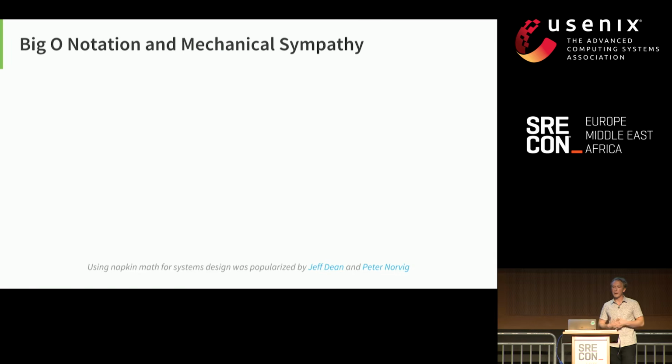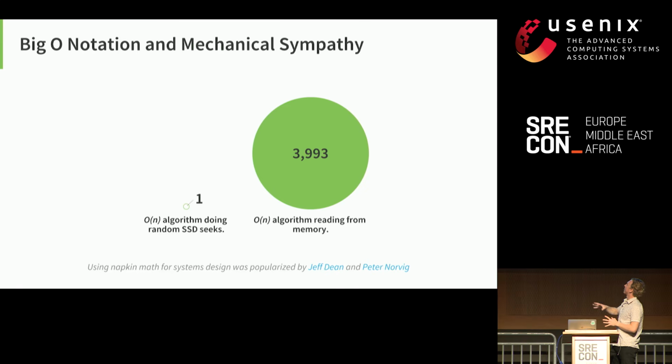The problem with big O notation is that it's not very sympathetic to how the hardware underneath performs. So if we take a very exaggerated example, if we have an O of n algorithm that's doing random SSD seeks, so seeking randomly on disk for every single element, then random memory access, I don't know why this is not going up to 4,000, but is 4,000 times faster than random SSD access. So big O notation is good for algorithms research, but in this day and age, it's very, very rare that we find an improvement in the big O of an implementation.